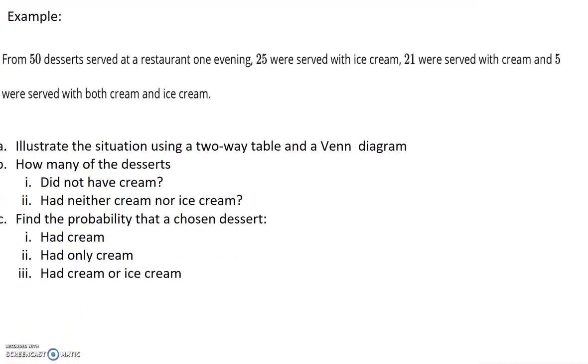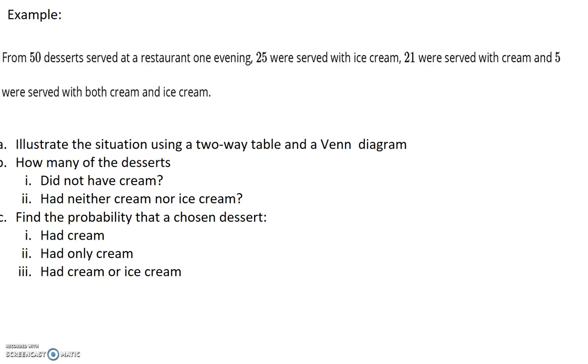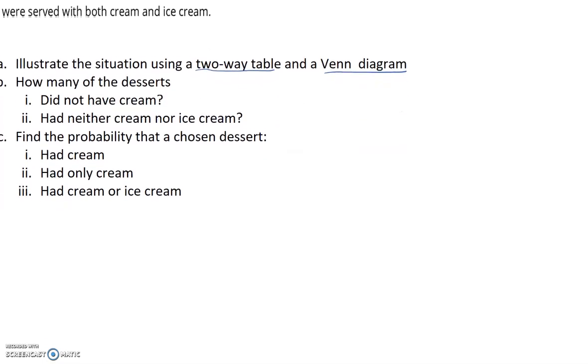So if you have a look at this example, from 50 desserts served at a restaurant one evening, 25 were served with ice cream, 21 were served with cream, and 5 were served with both cream and ice cream. So what you need to do is to illustrate this information using a two-way table and a Venn diagram, two different ways, and then answer the following questions. Now, we'll do the table and the diagram first, and then we'll move on to answer these questions. So let's do the first thing, which is the two-way table.